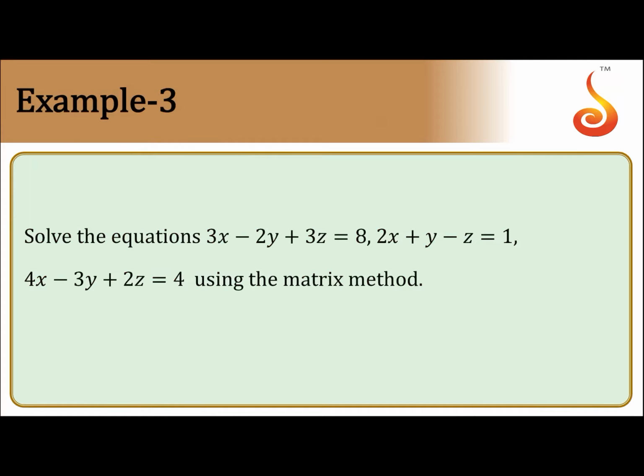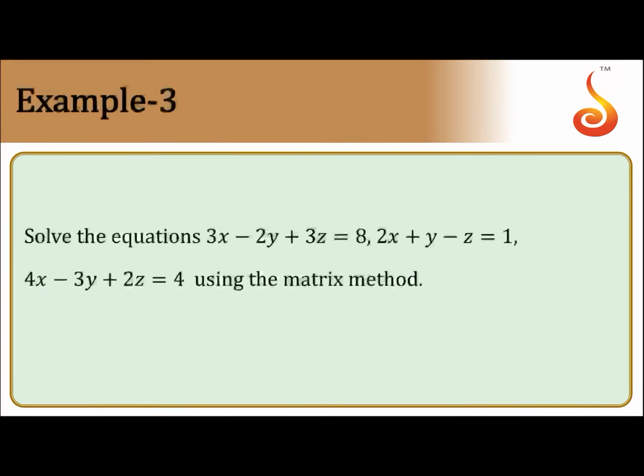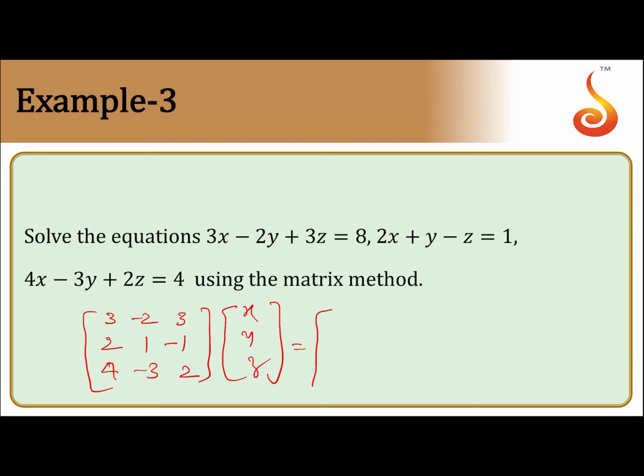Now we shall proceed to example 3, that is solving the system using the matrix method. 3x minus 2y plus 3z equals 8. I shall write down directly the matrix form. This can be written as 3, minus 2, 3, 2, 1, minus 1, 4, minus 3, 2, and then multiplied by x, y, z, and that equals 8, 1 and 4.